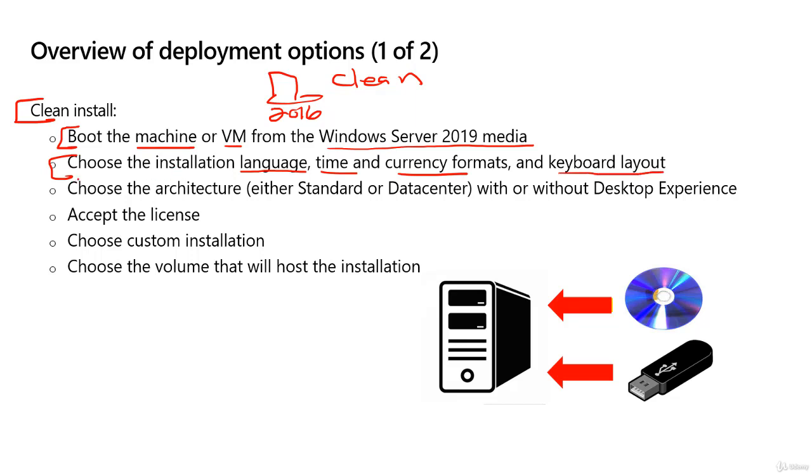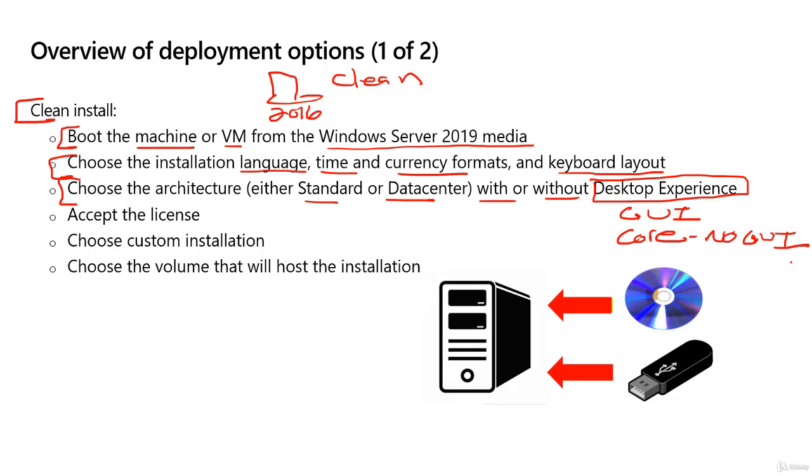Once you choose those, it's going to give you four choices for operating systems. It's going to ask you if you want Standard or Datacenter, with or without the desktop experience. The desktop experience is the server with a graphical user interface. If you install without the desktop experience, you have what we call a Server Core operating system that has no graphical user interface. Just a command prompt is all you would actually get.